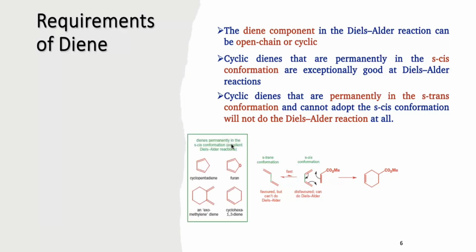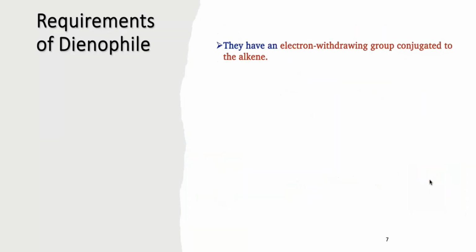The dienes that are permanently in the S-cis conformation and are excellent for the Diels Alder reaction are cyclic dienes. Some examples are cyclopentadiene, furan, exomethylene dienes, cyclohexa-1,3-diene, etc. And the dienes that are permanently in the S-trans conformation and cannot undergo the Diels Alder reaction are the cyclic locked dienes. They cannot flip to gain the S-cis conformation needed to undergo the Diels Alder reaction.